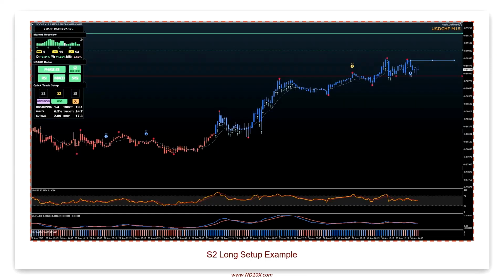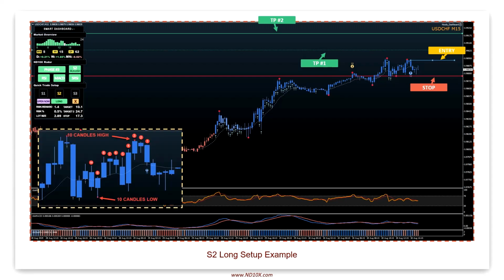So over here, what we have is our entry line. We have our stop loss. We have take profit 1 and take profit 2. Now, if we zoom in over here, we can see the last 10 candles. So we are using the highest and the lowest point of those last 10 candles to get our targets. And we are using the highest and the lowest point of the 5 candles to place the stop and entry point.